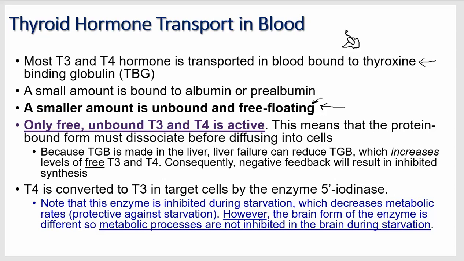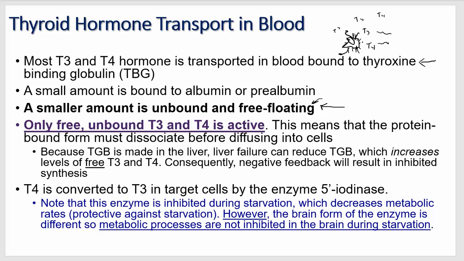It's only the unbound stuff, which means that as it's moving through, this T3 and T4 is kind of falling off. Okay, so a little bit of it falls off, and then it'll bind again, and then it falls off again. So you've always got a little bit floating around of the T3 and the T4. So most of it is stuck here on the thyroxine binding globulin, but a little bit is falling off, and that's fine. That's just the way it works. So that means that the protein-bound form must dissociate before diffusing into cells. So it does, and it's floating around, it moves into cells, and then it's activated.